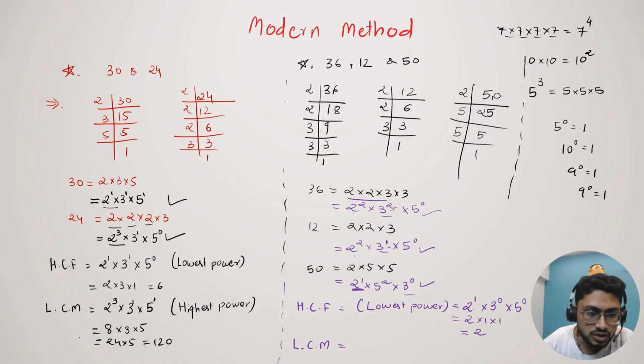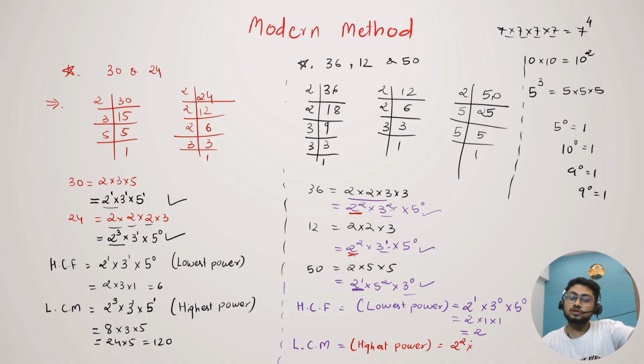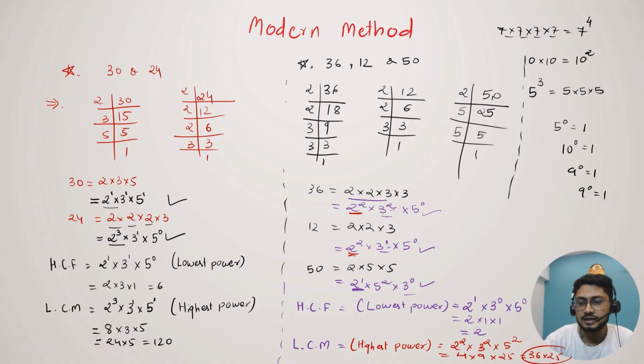Now for the LCM, I'm going to change the color of my pen to red. Highest power: you have to consider the highest power from all three. 2 squared, 2 squared, 2 raised to the 1: we consider 2 squared. If 2 raised to the 3 were also there, we would consider 2 raised to the 3. 3 squared, 3 raised to the 1, 3 raised to the 0: 3 squared. 5 raised to the 0, 5 raised to the 0, 5 squared: 5 squared. What is my answer? 4 into 9 into 25. 4 nines are 36, into 25 is your final answer.